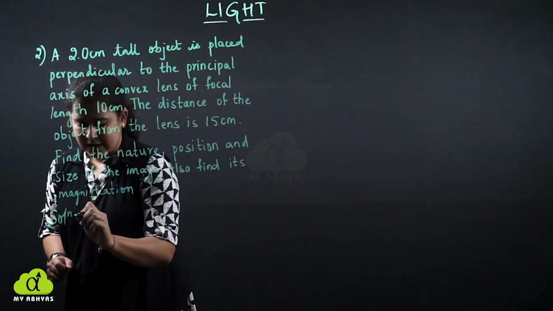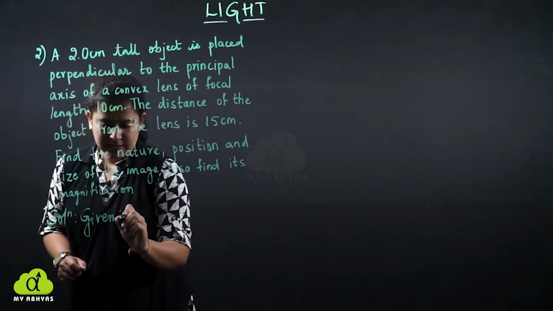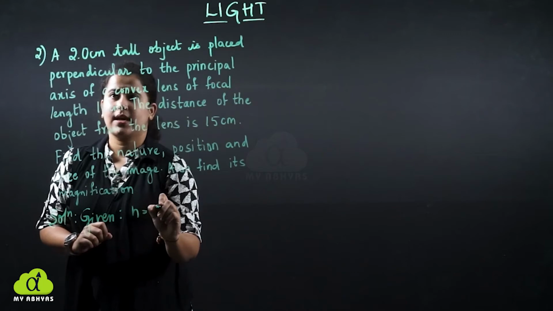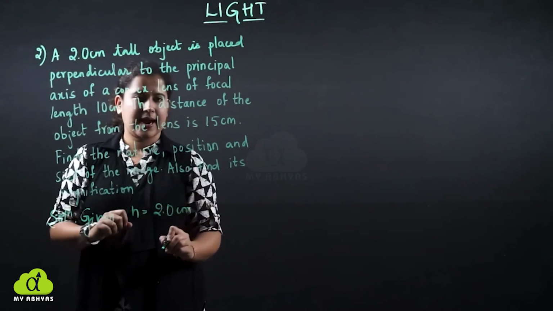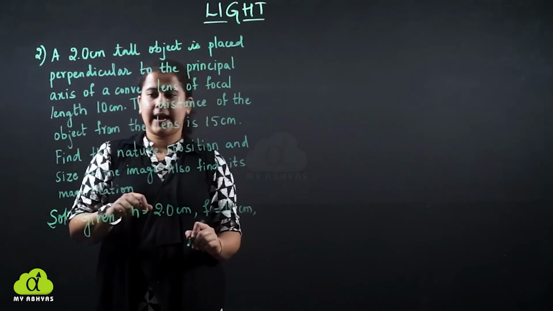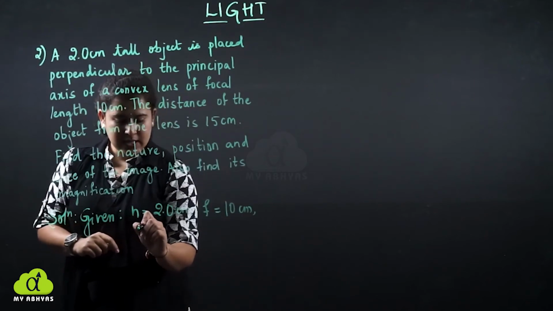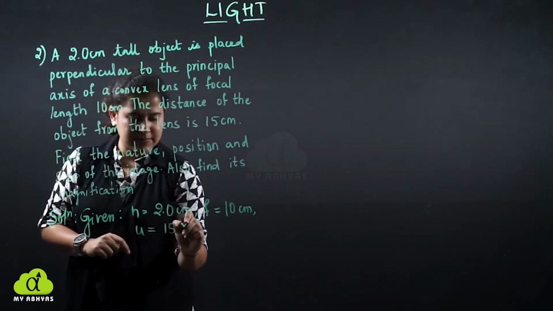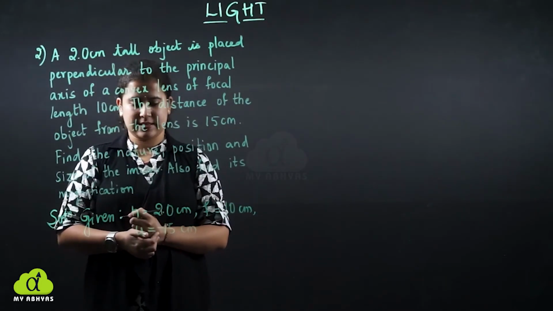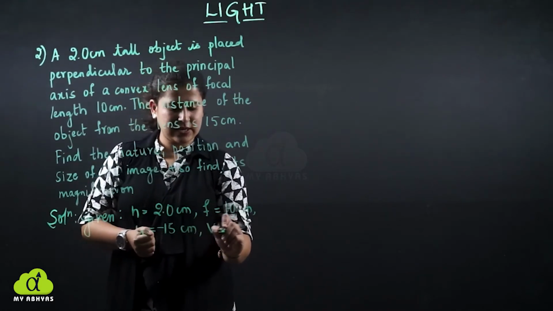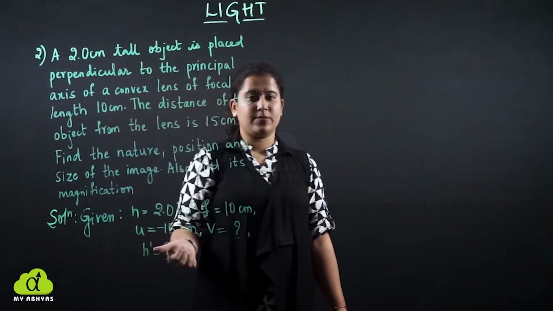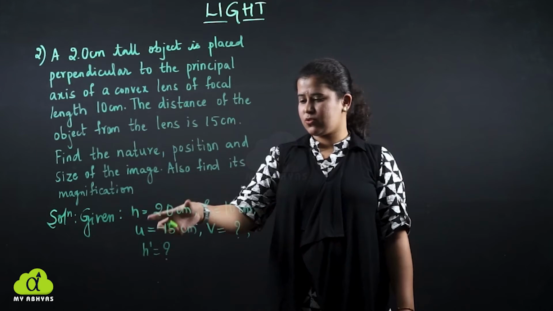So what they have given me, first write it down. The height of the object, you can write it down as h, which is 2.0 centimeters. Then they have given me the focal length, that is f is equal to 10 centimeter. And the distance of the object, that is u is equal to 15 centimeter. As it is a convex lens, this becomes minus 15 because of the object distance. And then I have to find out v, and also I have to find out h dash, that is the image height. So this much is given.